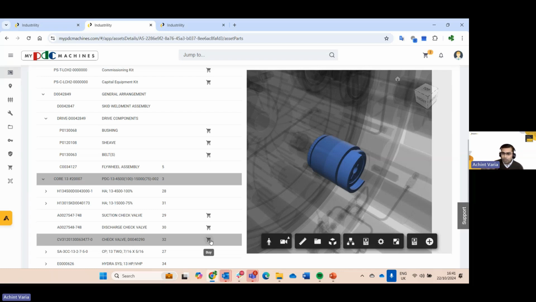Reflect on your current experience. How is the part ordering process?